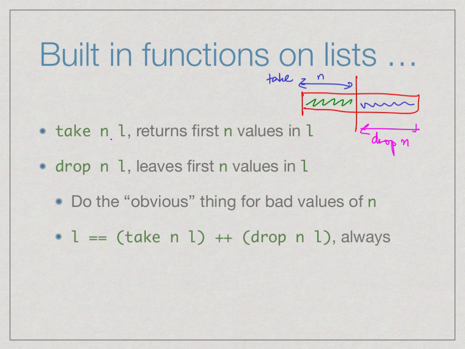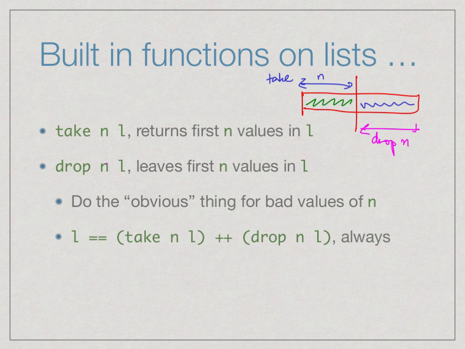And take and drop will do the obvious thing. So if I try to take 0 values, I will get an empty list. If I try to take a negative number of values, if I take -5 values, I'll get an empty list. If I take more values than the list has, it will give me the entire list. So it's not going to actually worry about whether n is within the range 0 to length of the list -1 or not. And the same with drop.